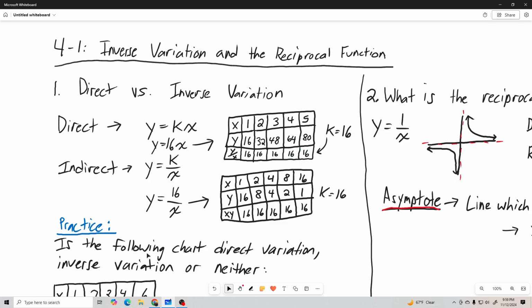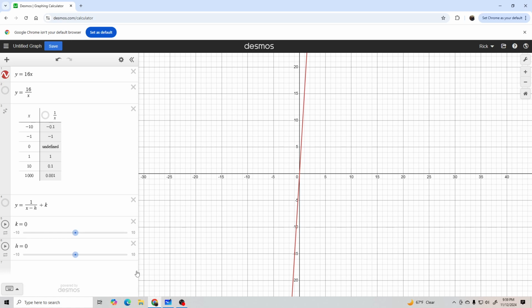And that makes sense. If we go to Desmos real quick, our best friend, and I toggle this on, y equals 16x, which is what we're looking at here, is this line. And you'll notice that it goes up pretty quickly, and that's because our slope is 16. It's rising 16 for every one that it's going over. So that's all direct variation is. Direct variation is literally just a line, and it's the relationship between our x and y values.